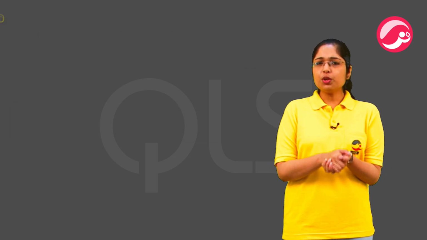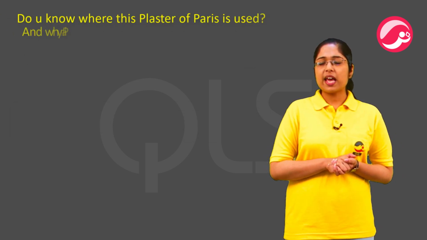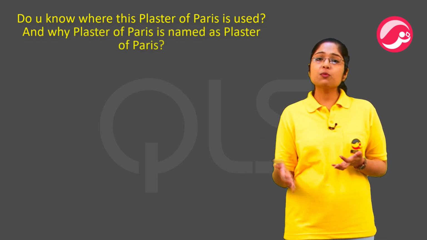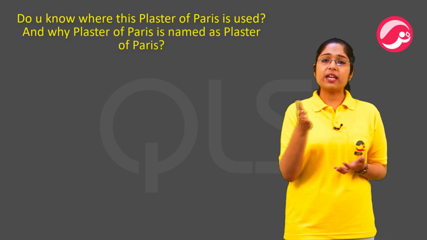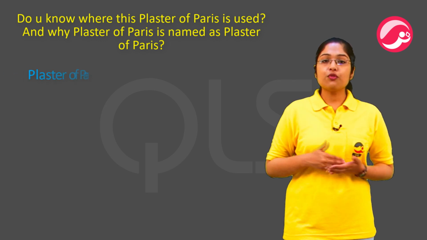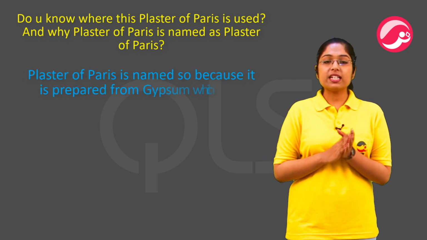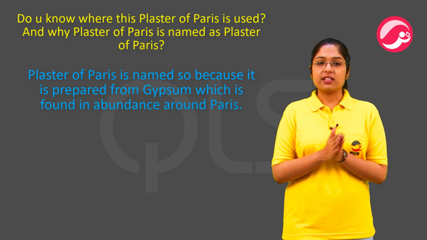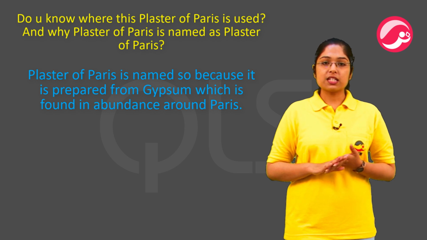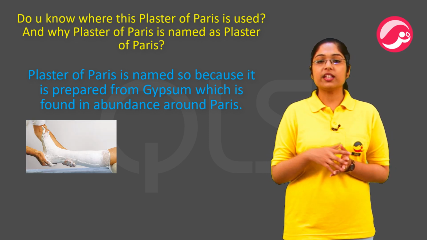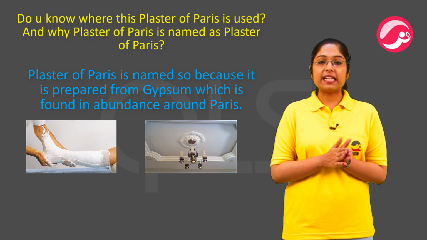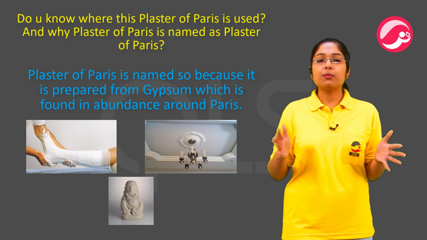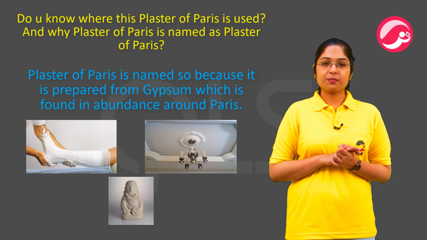Now, do you know where plaster of Paris is used and why plaster of Paris is named as plaster of Paris? Plaster of Paris को plaster of Paris क्यों कहते हैं? Plaster of Paris is named so because it is prepared from gypsum, which is found in abundance around Paris. The orthopedic cast used to hold fractured bones, the decorative designs on walls and ceilings, sculptures are all made up of plaster of Paris. Now friends, let's see the usage of salts in our daily life.